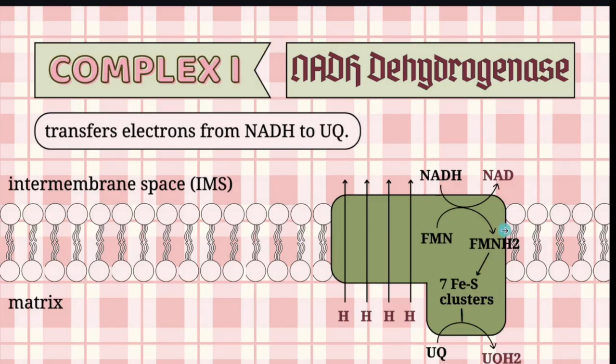Okay, so what's going to happen is that the electrons that were in FMNH2 will go one at a time throughout each iron sulfur cluster until they finally reach the last iron sulfur cluster. They're going to both simultaneously jump from the iron sulfur cluster into complex Q, forming dihydroubiquinone. Does that make more sense?